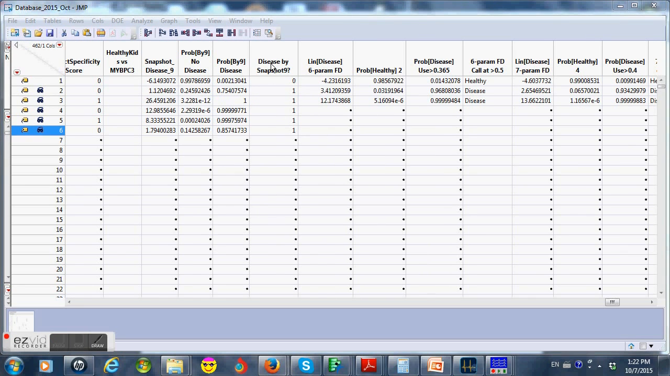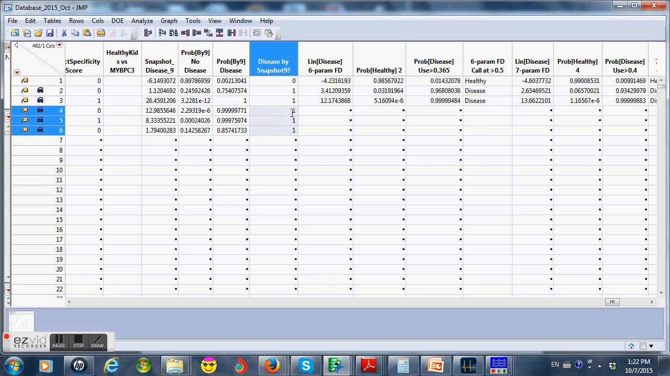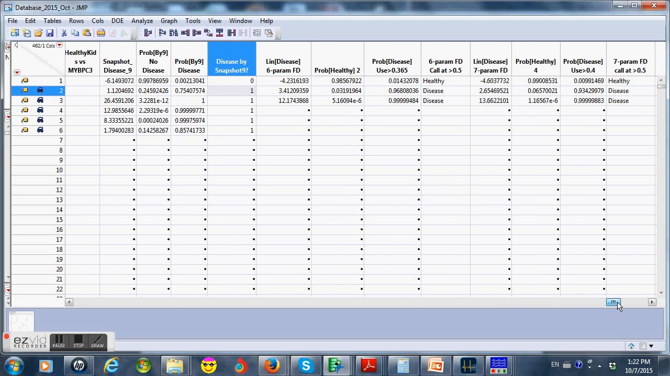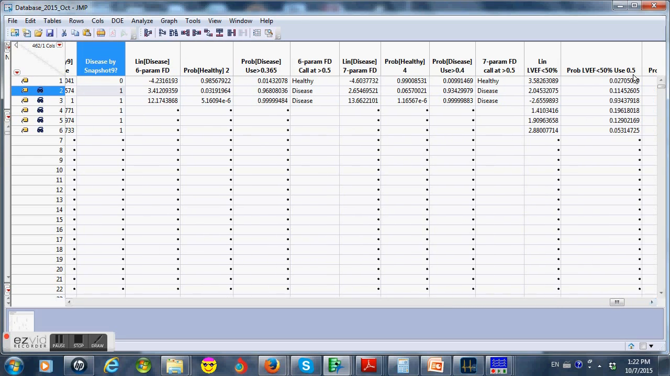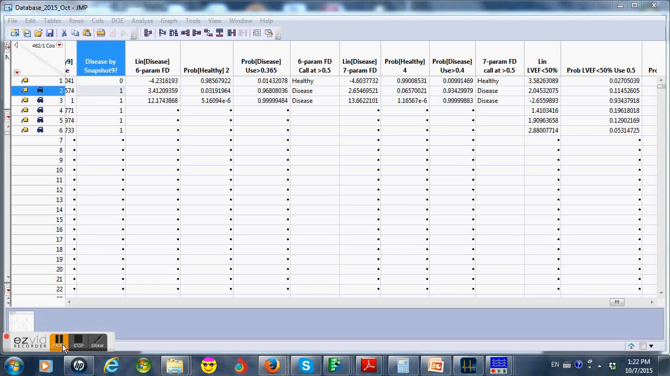We can get that LVSD call with just a snapshot. And so the 3 snapshot guys, even though they had positive disease scores by the snapshot, they have negative LVSD scores by the snapshot. All right, so only the first one is free of disease. Only the third one has LVSD by the logistic scores. Okay, let us move on then.